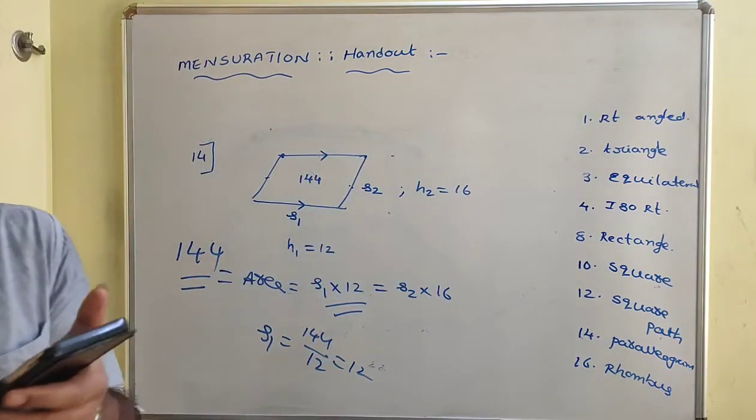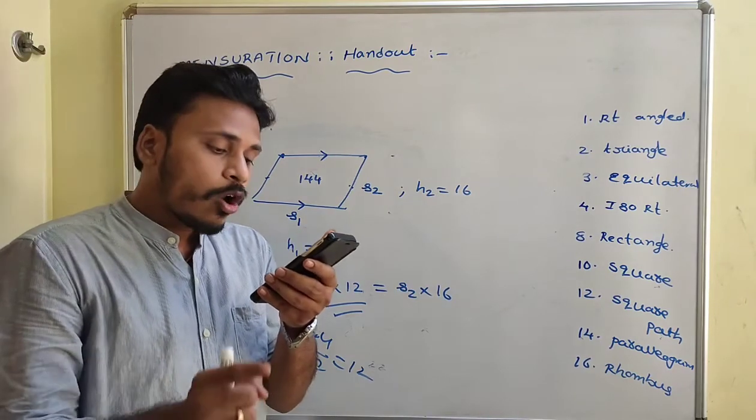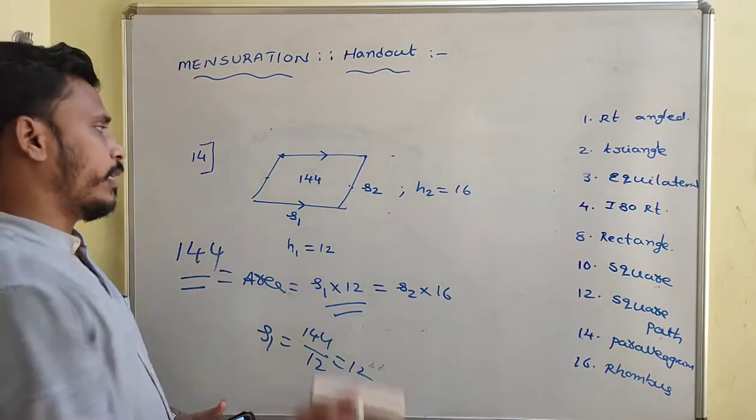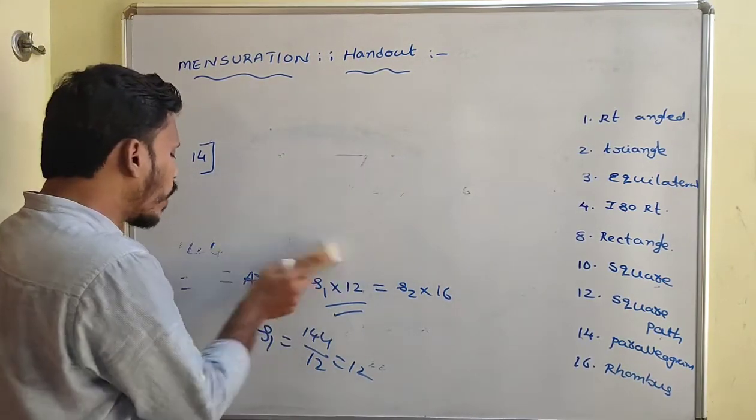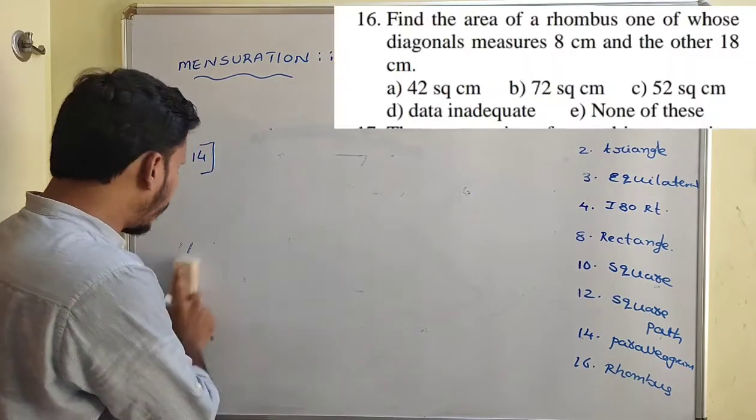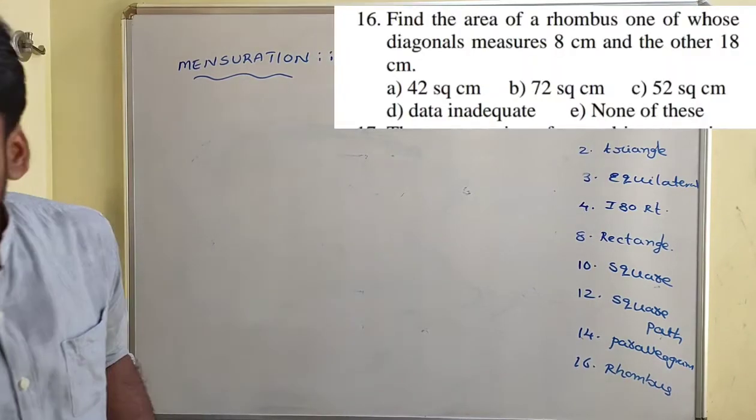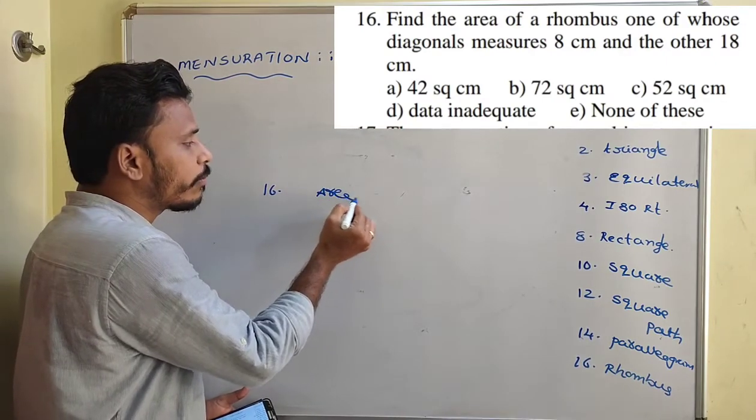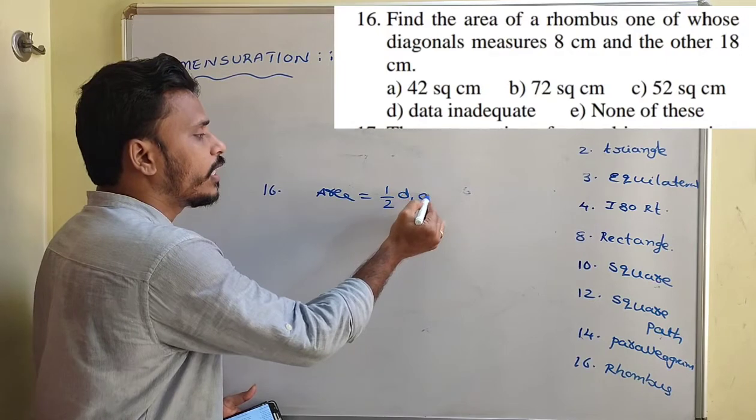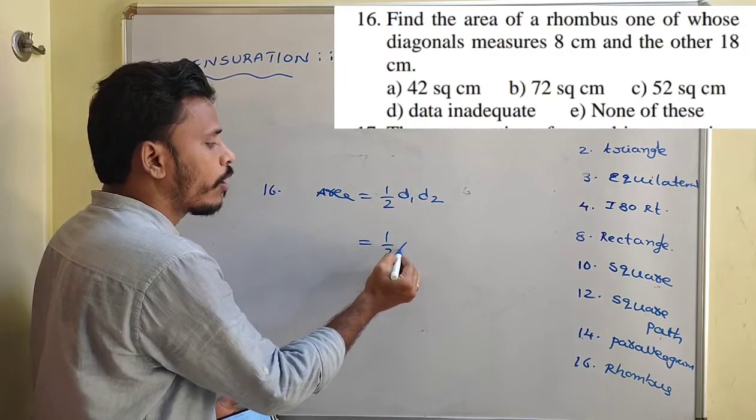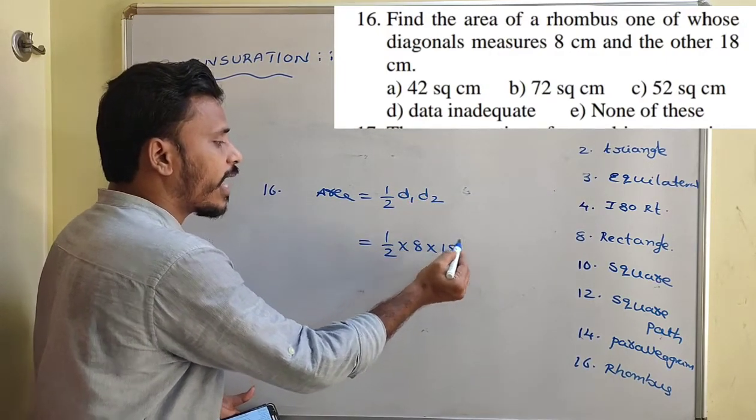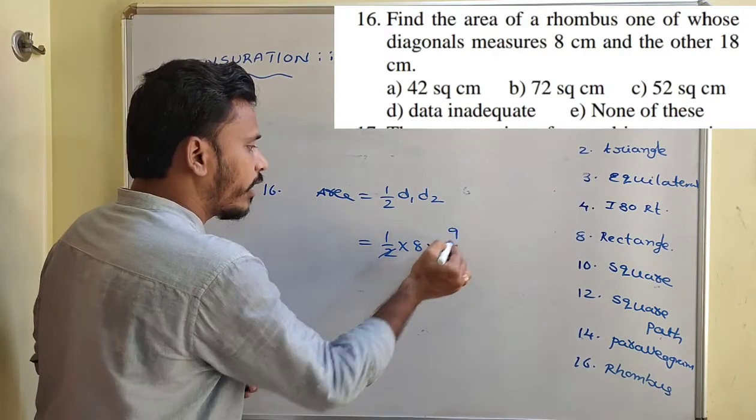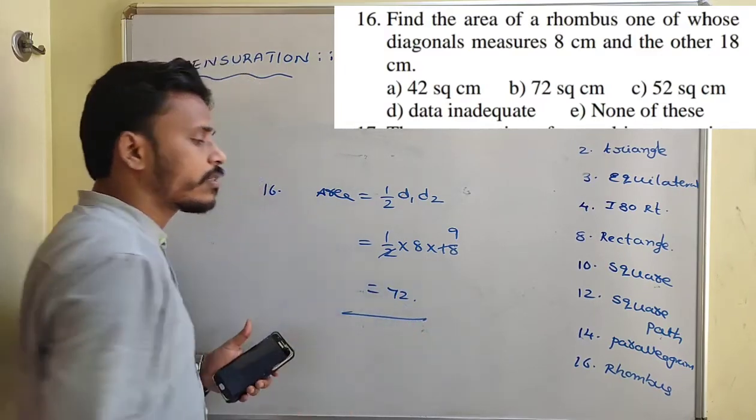You just have a look. Find the area of the rhombus, one of whose diagonals measures 8 centimeters and the other measures 18 centimeters. Two diagonals are given. One diagonal is 8 and the other diagonal is 18. So, 16th problem. The area of the rhombus is given by the formula half d1 d2, and that is equal to half, one diagonal is 8 and the other diagonal is 18. You just directly calculate that area. 9 8s are 72 square centimeters is the area.